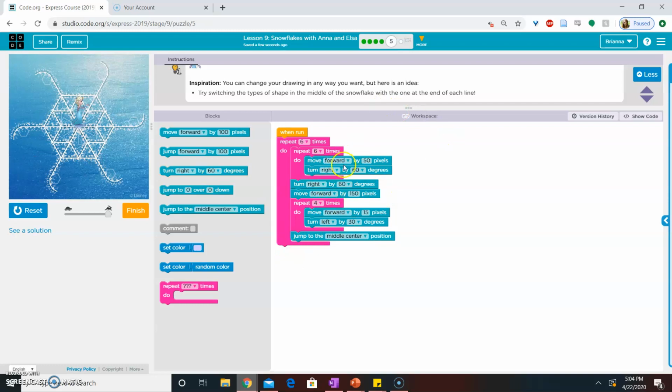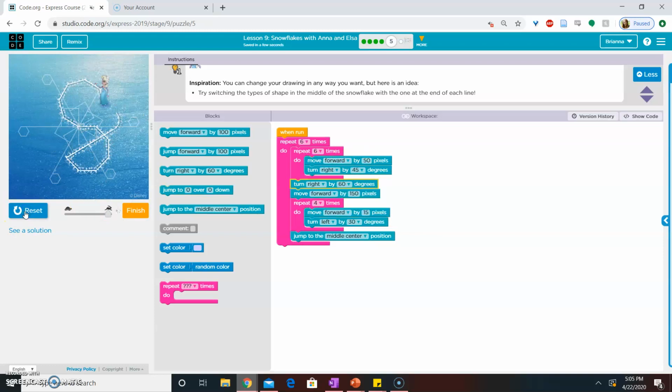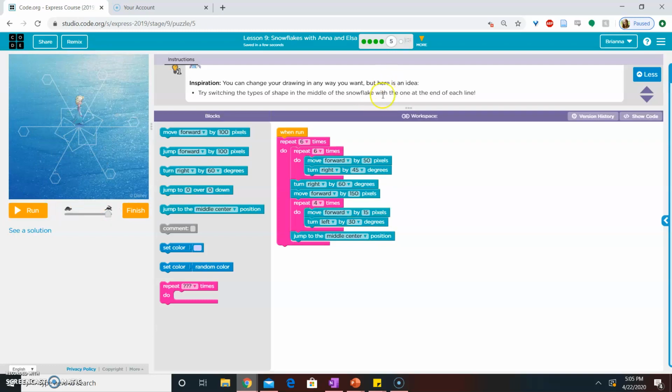We can play around with the ones in here, too. We can say, hey, I want your turns to be 45 degrees instead. So let's see what that does. So that makes big, weird shapes. The idea is that you can change the angles, you can change the degrees, do whatever you want, and make the shape your own, and it's cool.